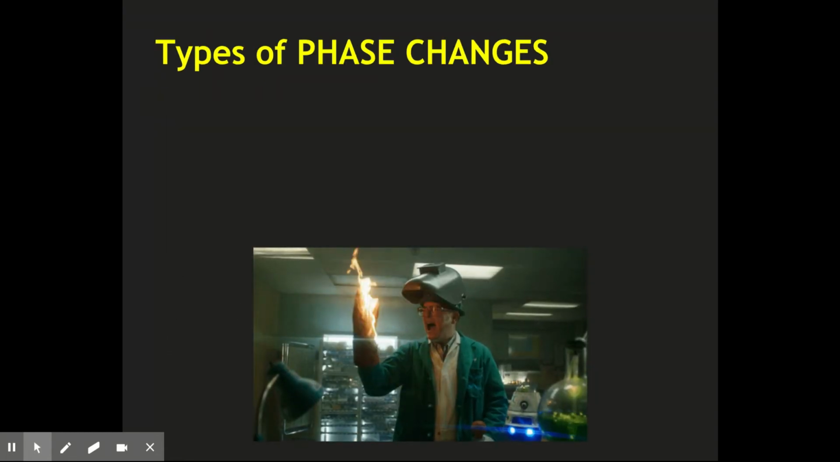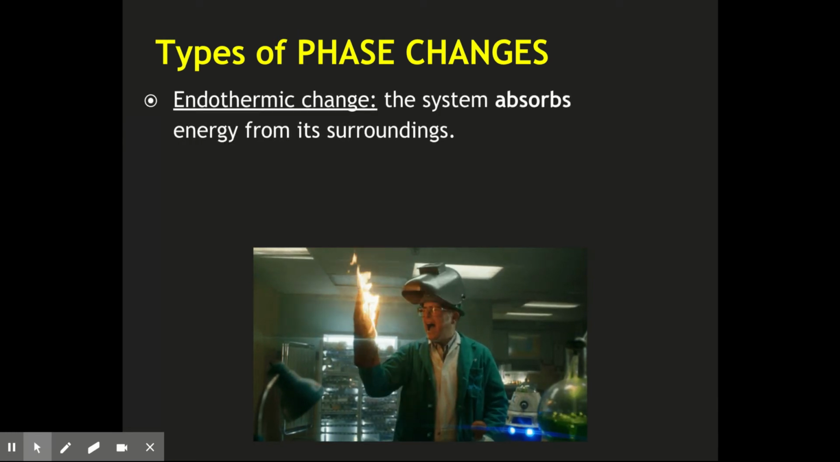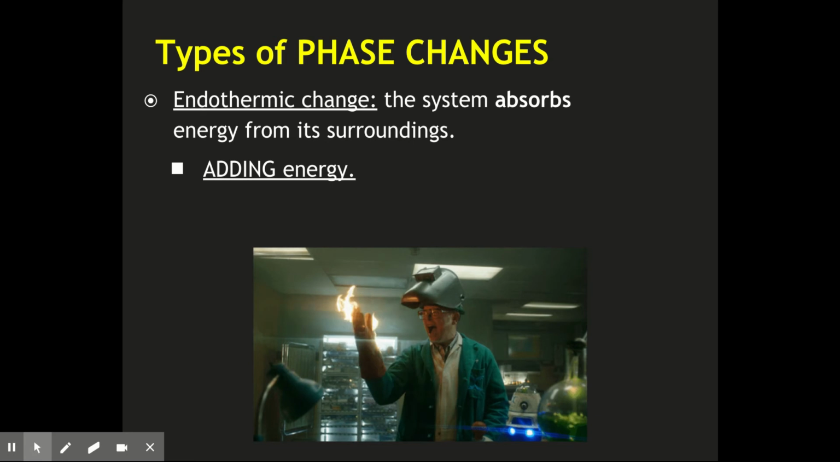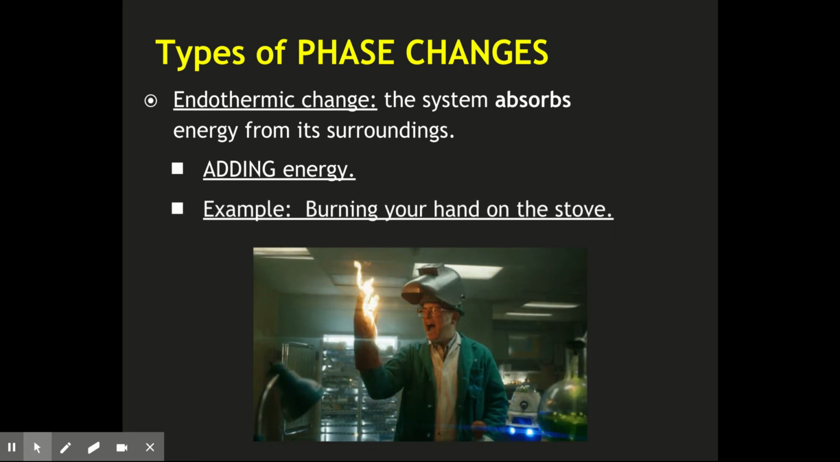So, types of phase changes. Okay, he does have a fireproof glove on, but don't do this ever, even with a fireproof glove on. An endothermic change, okay? The system absorbs energy from its surroundings. So endothermic means it's absorbing, which is adding energy.